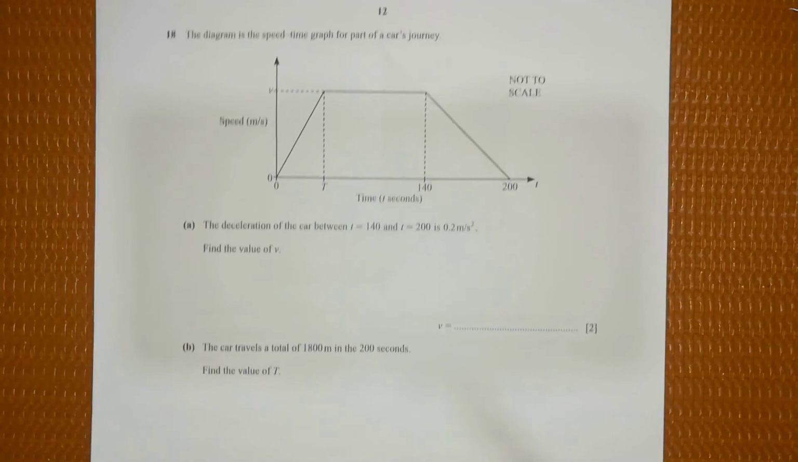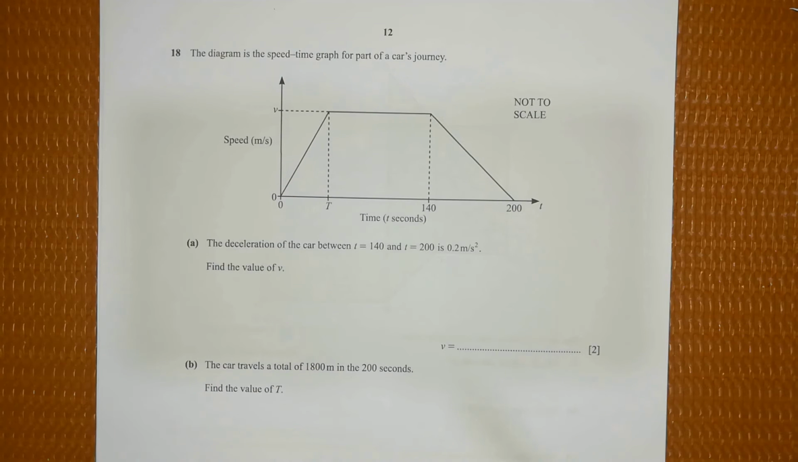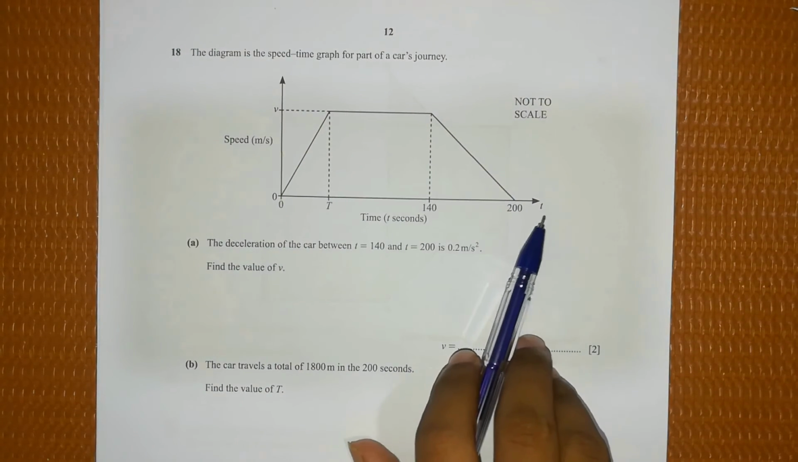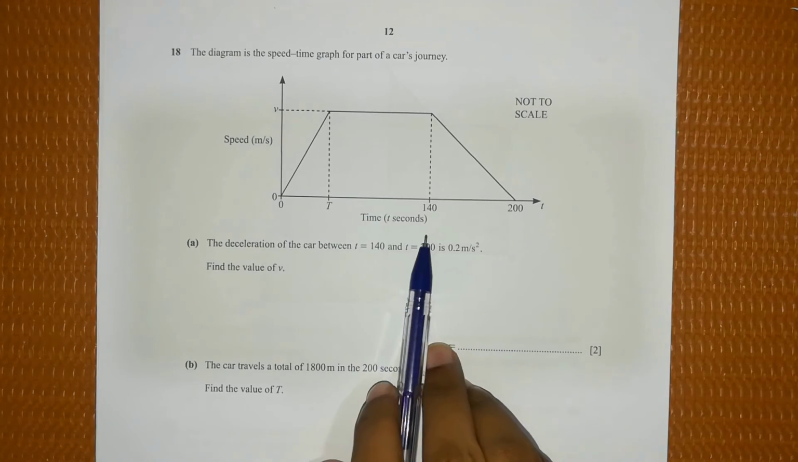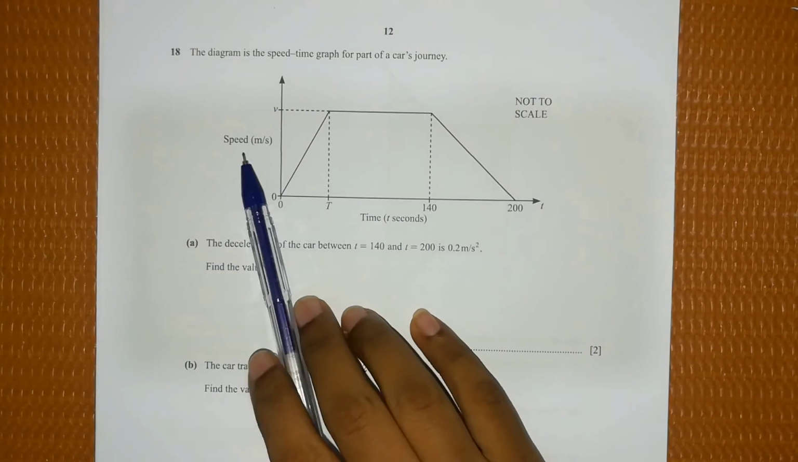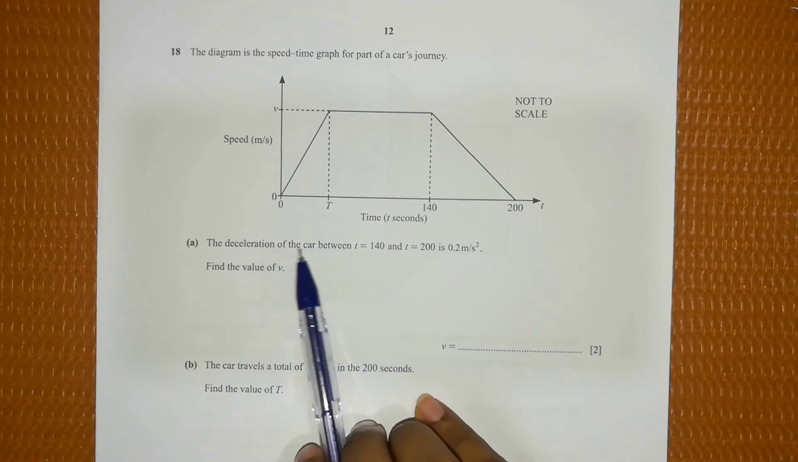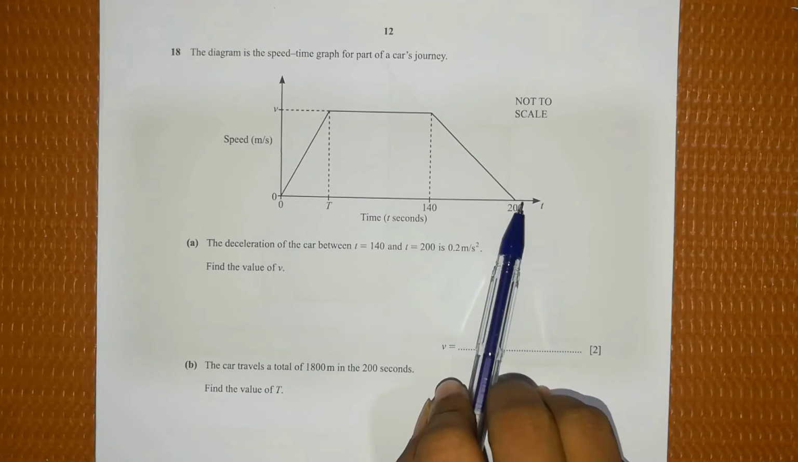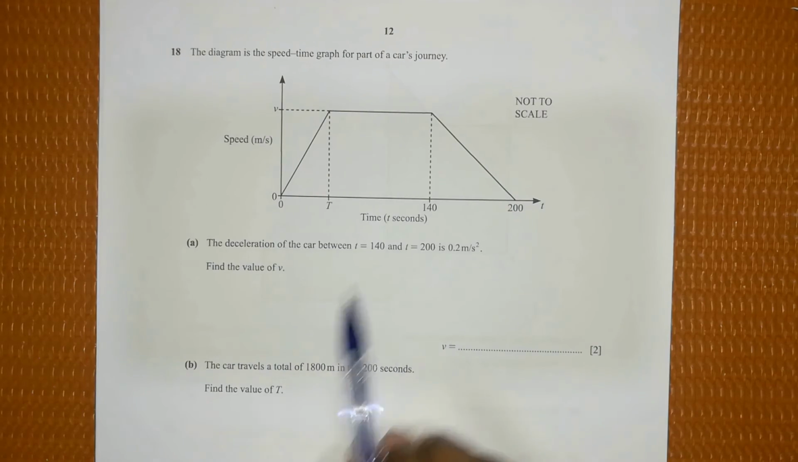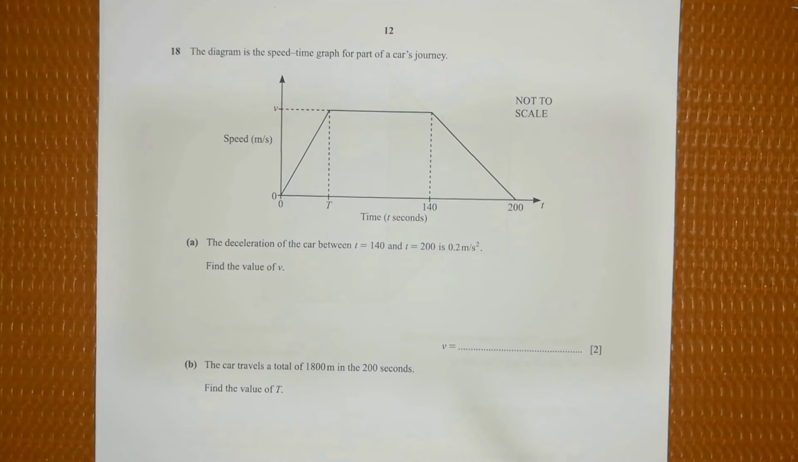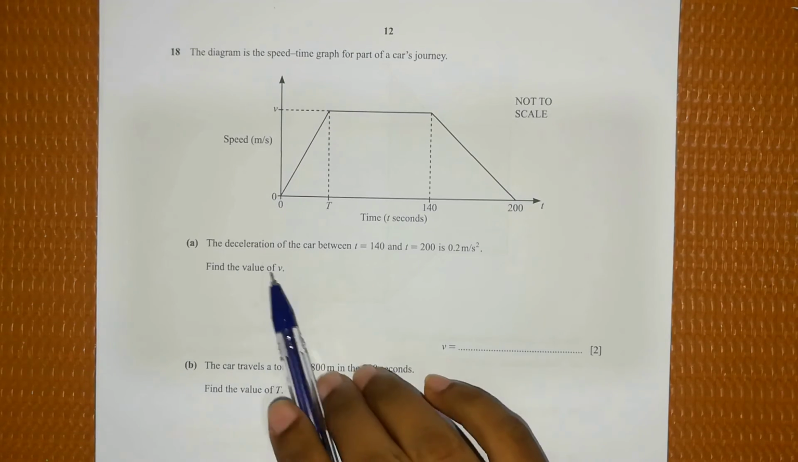Question number 18 is related to a speed time graph. The diagram is the speed time graph for part of a car's journey. So you will notice the x-axis is time, t seconds. The y-axis is speed, meters per second. The deceleration of the car between 140 and 200 is 0.2. So the gradient here, the deceleration, is 0.2. Find the value of v.